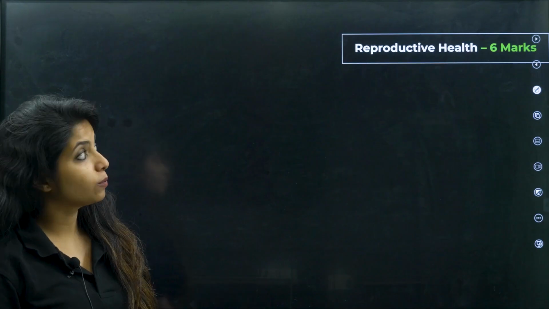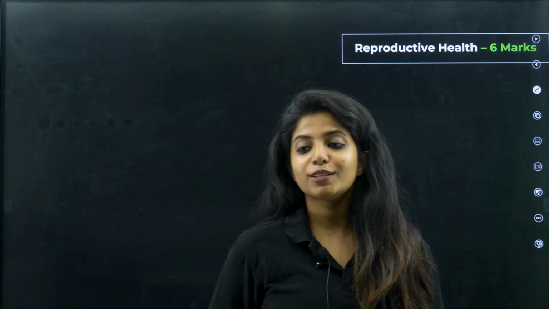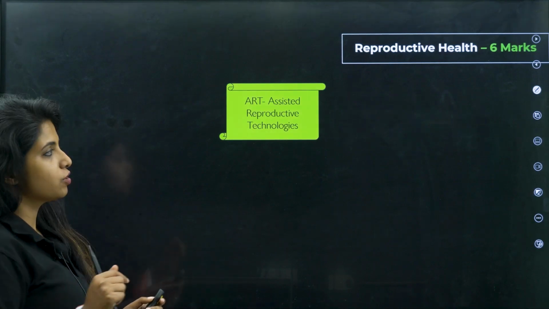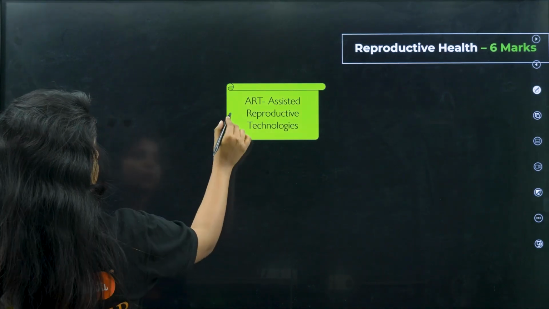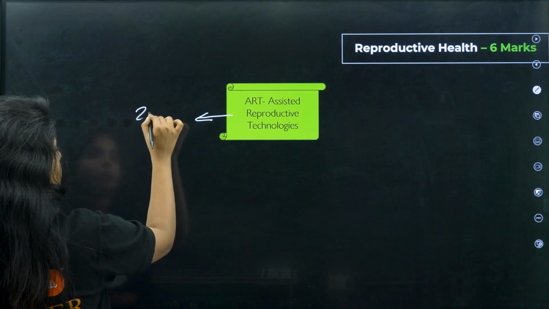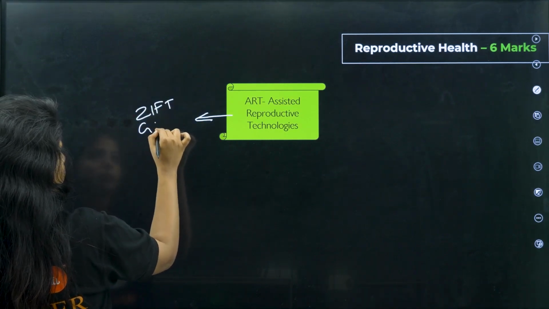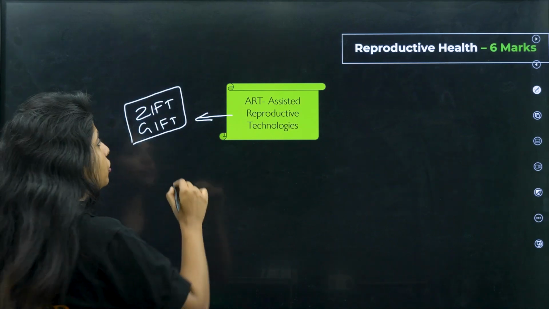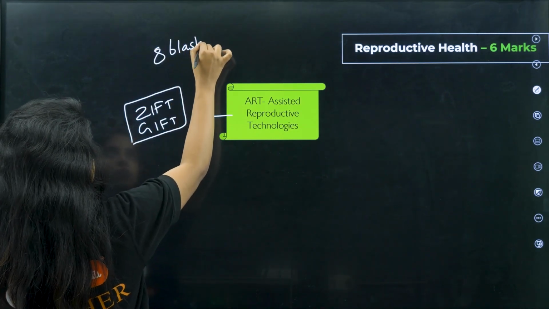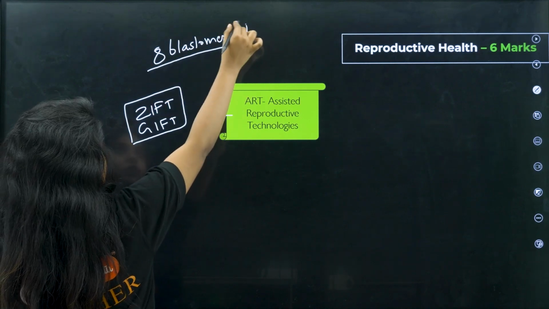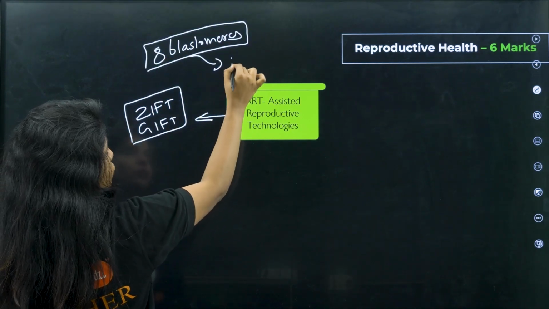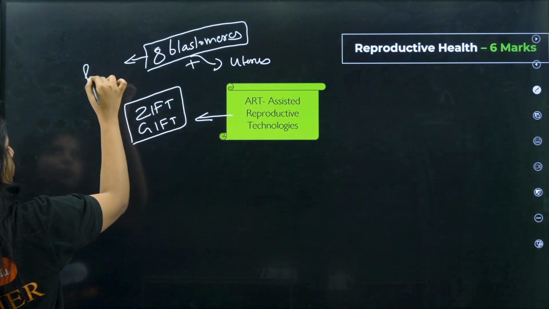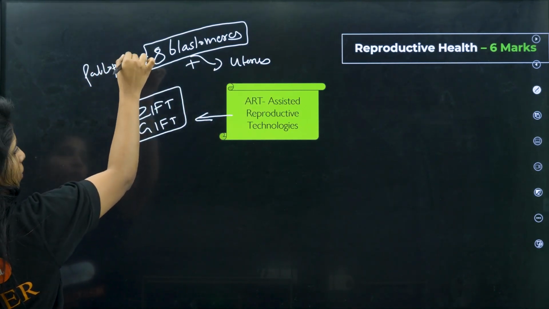Now going ahead, we have reproductive health, which is the last chapter I have to cover today. This is of 6 marks, my dear children. 6 marks is also important, right? So over here we have a few topics which are very much important. The chapter itself is easy. So assisted reproductive technology, you should be knowing what happens in ZIFT and GIFT. Where do we put the embryo if it is of 8 blastomeres? If it is of 8 blastomeres, you put it into the fallopian tube. If it is more than 8 blastomeres, you put it into the uterus. So you should be knowing about this.